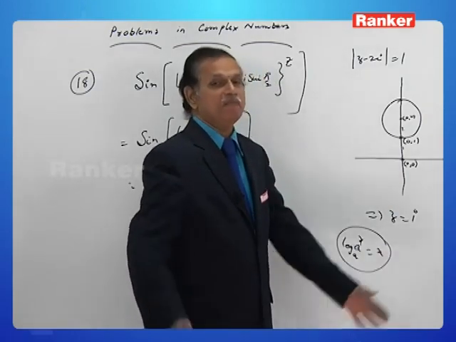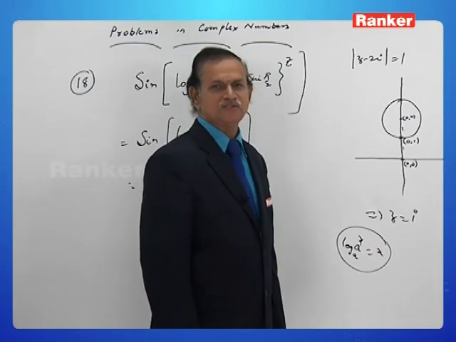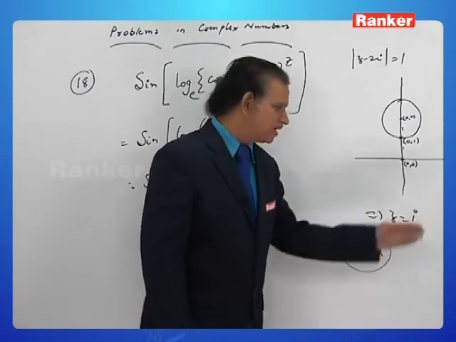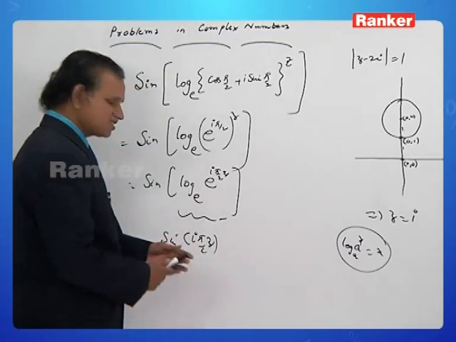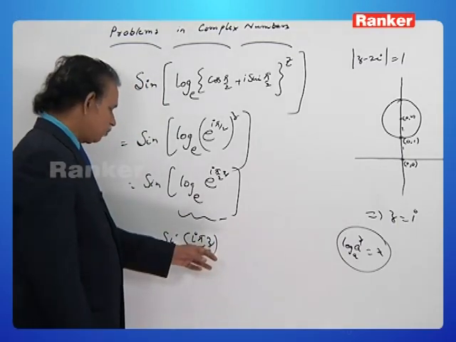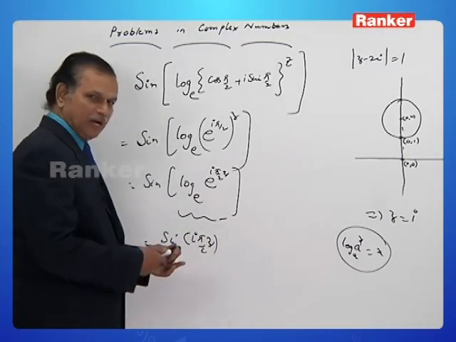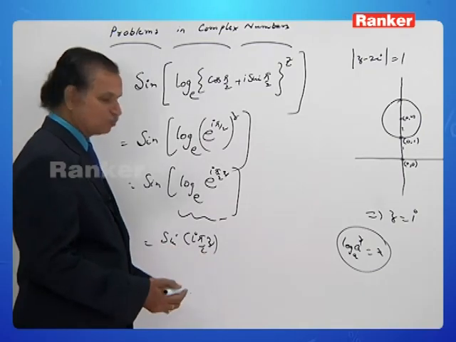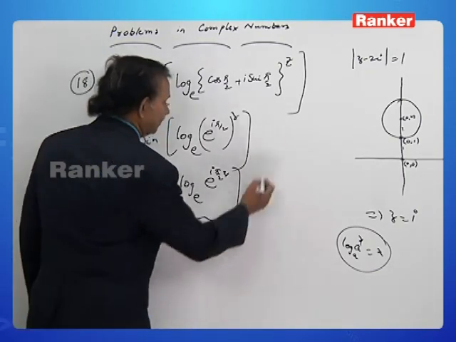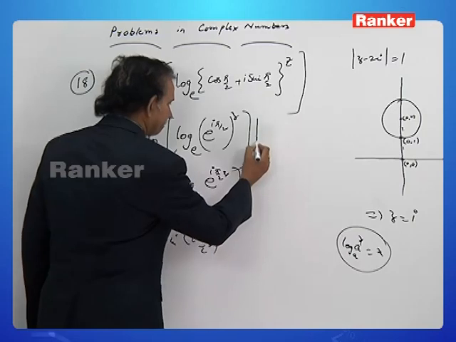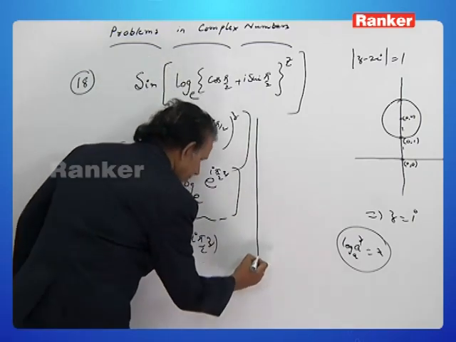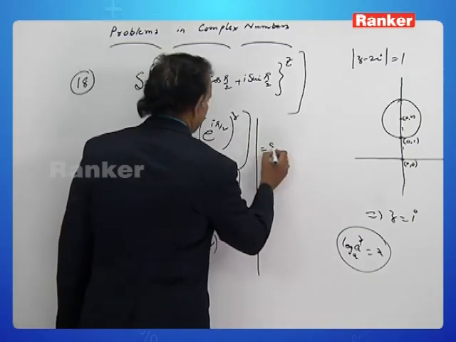We must feel happy now because we could have estimated z in the beginning itself. What is z? I. You just substitute I in the place of z. What happens? I into I, I square. What is I square? Minus 1. So it is sine of minus pi by 2.